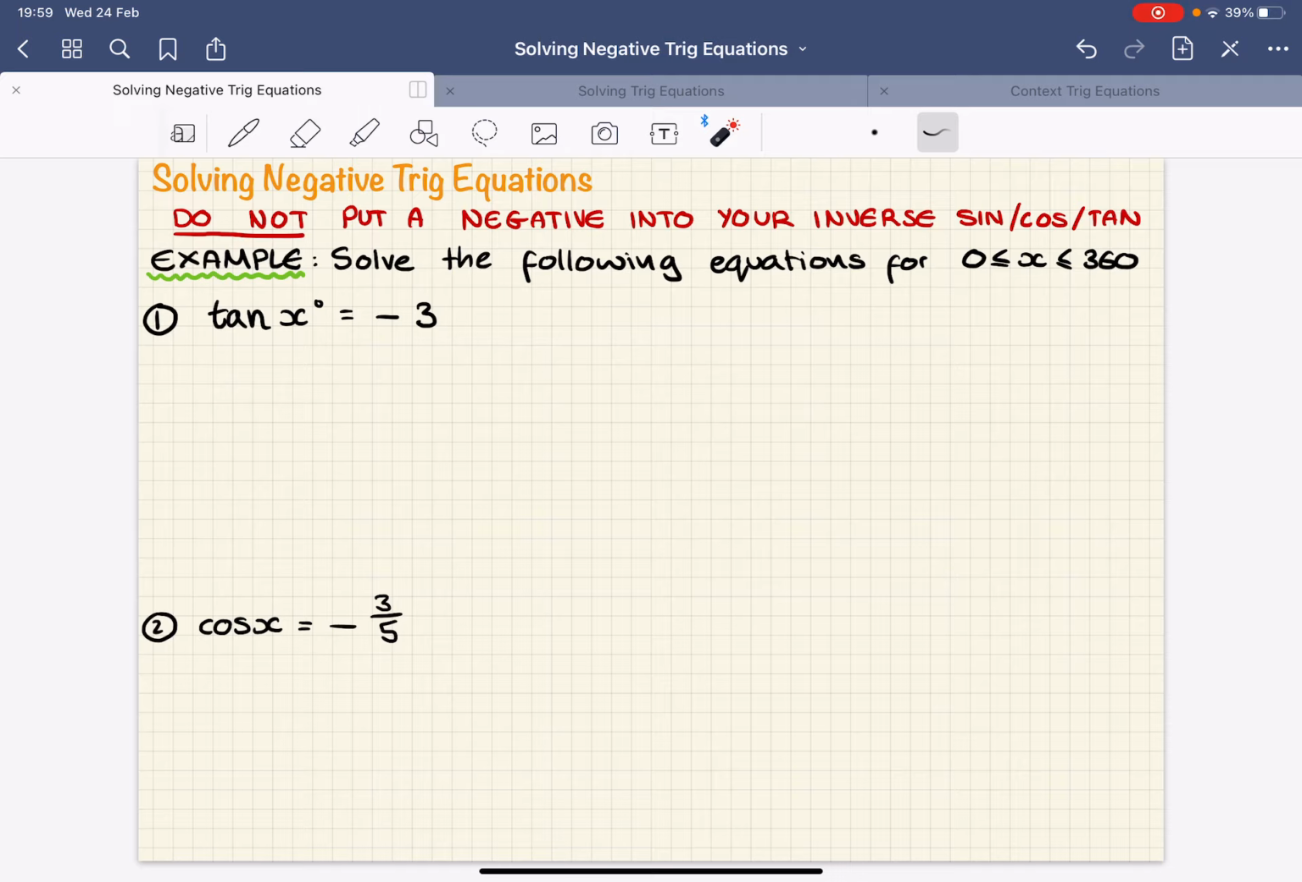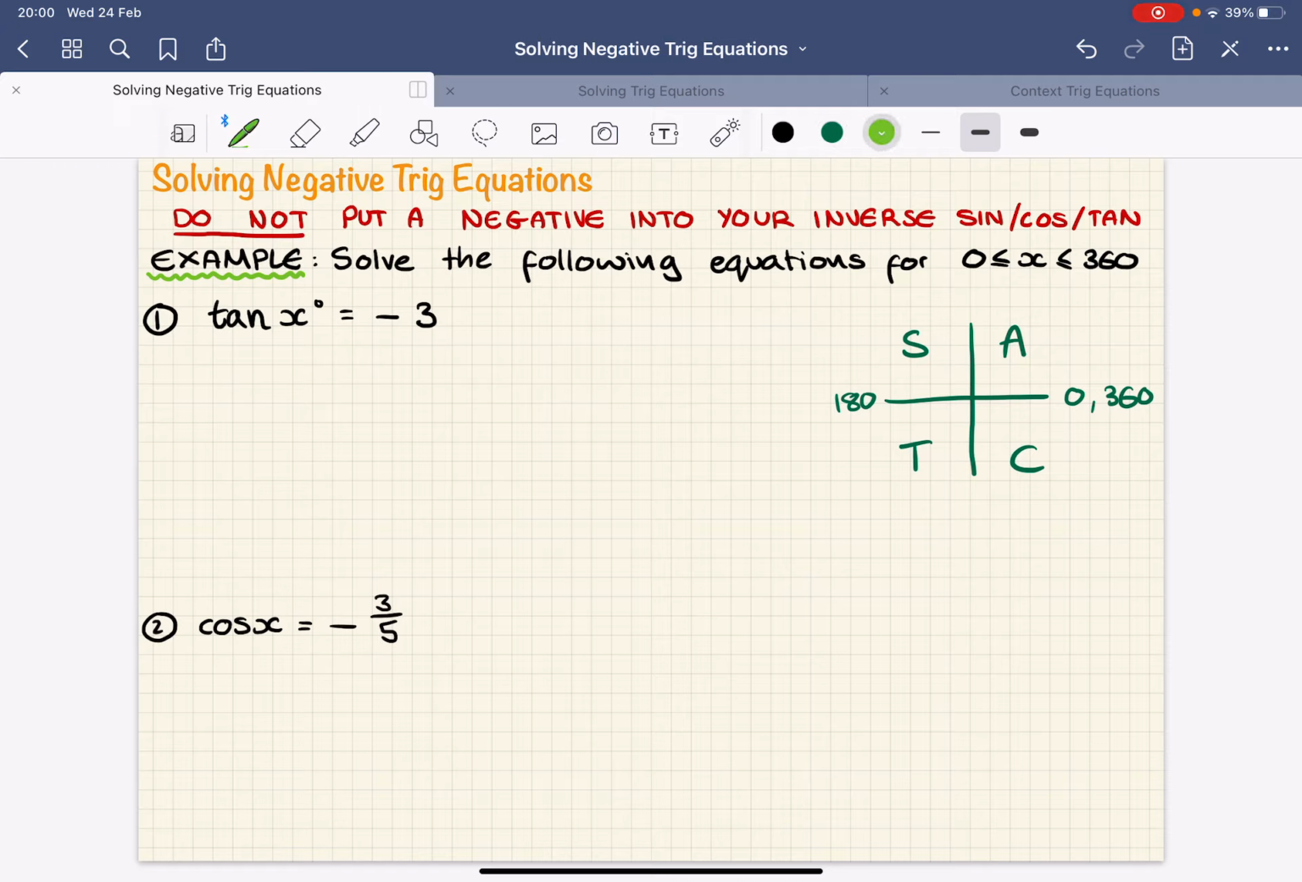So again, same idea, we're working within that interval of 0 to 360 degrees. So let's jump straight to it. So our first one there, we've got tan x equals -3. So drawing out my cast diagram, so 0, 360, 180. So all silly tom cats. So x, 180 take away x.